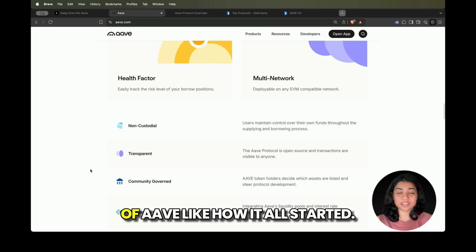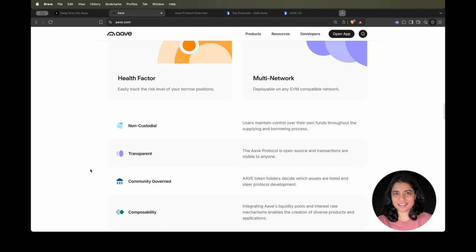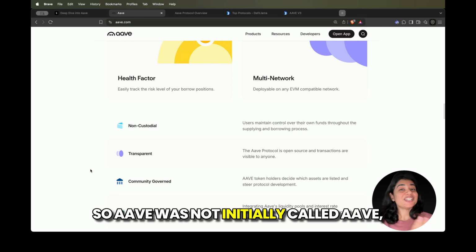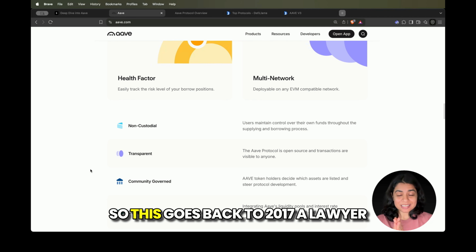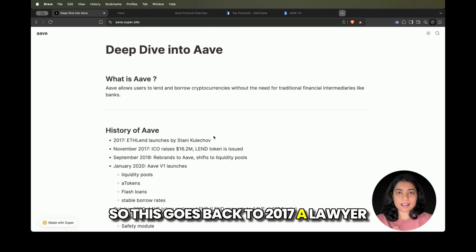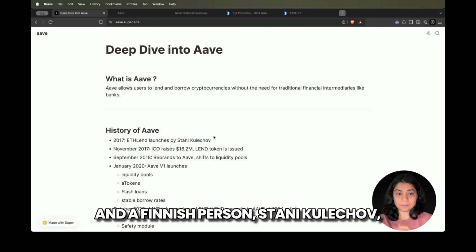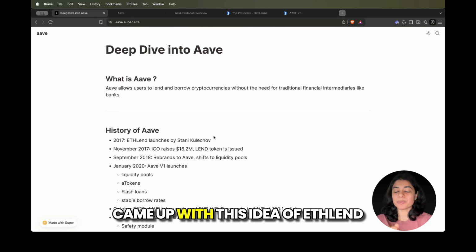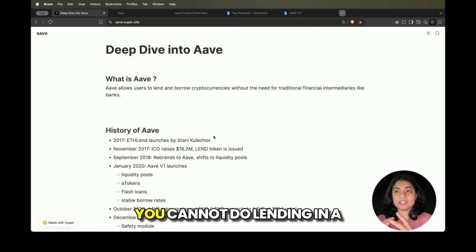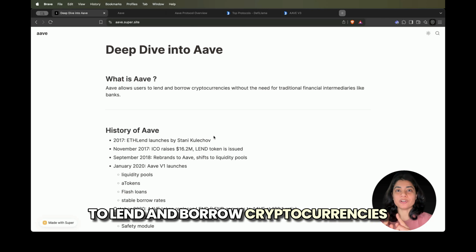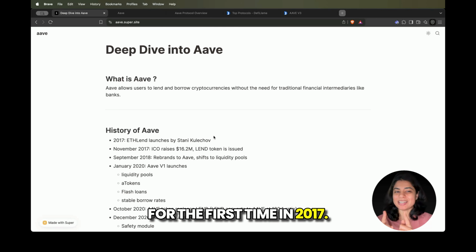Let's walk through the history of Aave, like how it all started. Aave was not initially called Aave. It was called ETHLend. This goes back to 2017. A lawyer and a Finnish person, Stani Kulechov, came up with this idea of ETHLend, where he noticed the gap on the Ethereum blockchain that you cannot do lending in a decentralized manner. Since Ethereum gave us the power to write smart contracts, using these smart contracts, two users were able to lend and borrow cryptocurrencies for the first time in 2017.